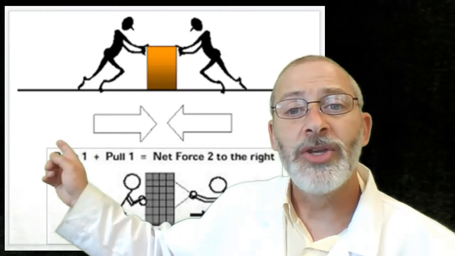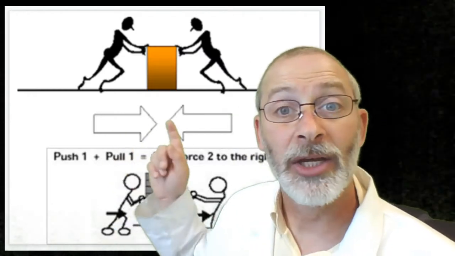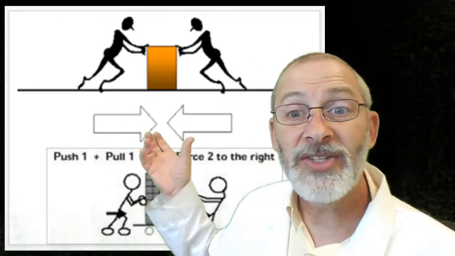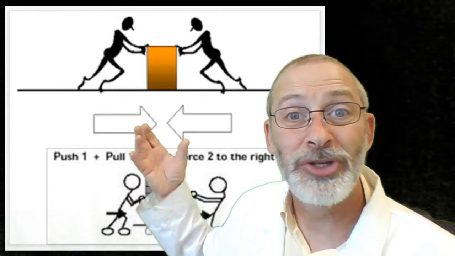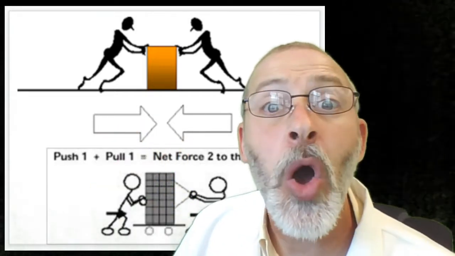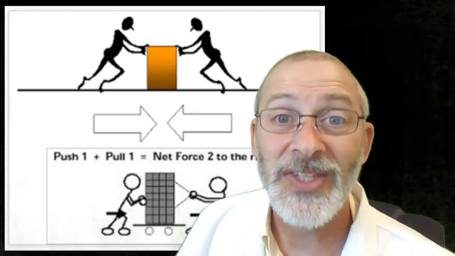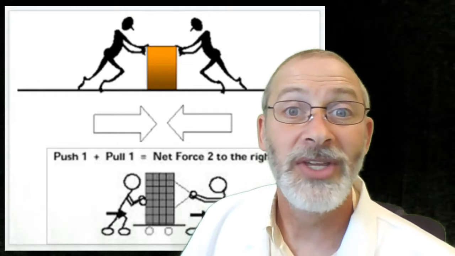Why? Because these two forces are canceling one another. They're basically in opposite directions. You're subtracting the net forces, and it results in no movement whatsoever. The object stays put. It stays stationary.